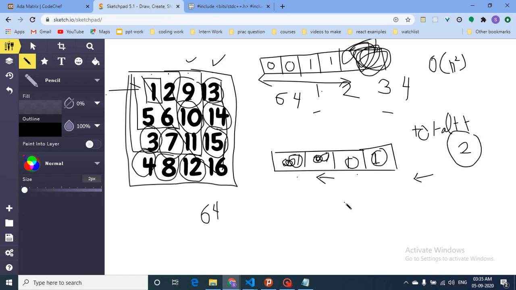And even if you do an O of n square, because for every bit you have to change the state of all the other bits, because it's 64, you can do this in O of n square. I hope you understand the logic part now. Let's move on to the code part now.